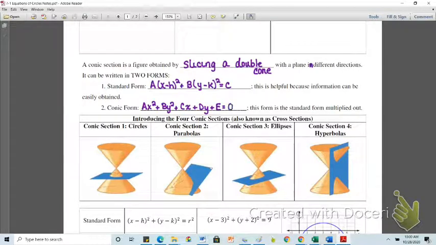Okay, so conic form is basically multiplying it out and saying it equal to 0. This is the form it'll be given to you in today, so we're going to have to complete the square to actually get it into standard form, which is where we want it. So today we're going to focus on circles. Let's take a look at what that looks like.